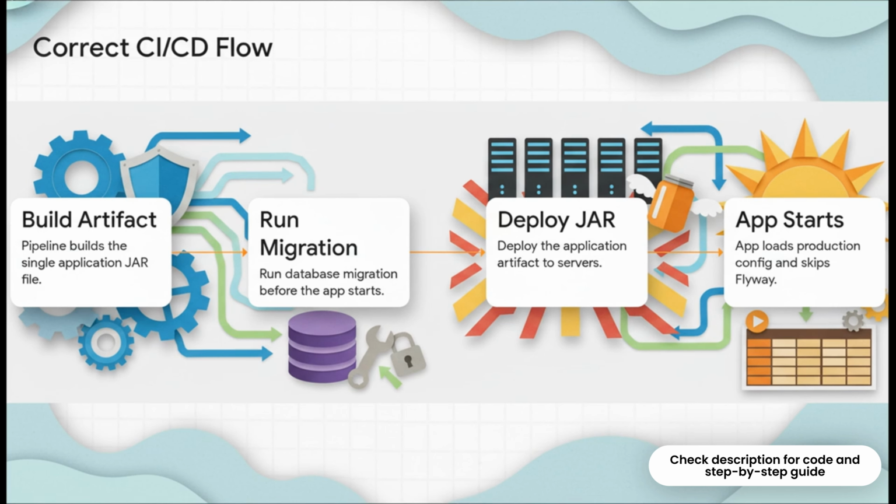All right, to tie all of the security and strategy together, we need to adapt our deployment pipeline. Let's walk through what a correct 4-step CI/CD workflow looks like. Step 1 is continuous integration. This is where your pipeline builds your single executable artifact, like a jar file. Step 2 is the first part of continuous deployment, actually running the database migration entirely independent of the application. Step 3 is deploying that exact same jar file to your production servers. And finally, Step 4 is the application starting up. Notice how this workflow cleanly separates the act of building your code from the act of altering your production database.